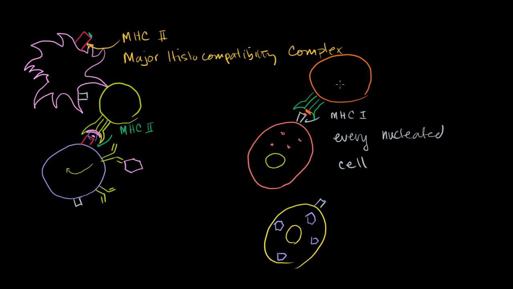So maybe this cytotoxic T cell will be involved when this cell goes cancerous. This cytotoxic T cell would be of no use, or it just won't bond to this one that was attracted to a virus. It's going to have to be another cytotoxic T cell that does that.